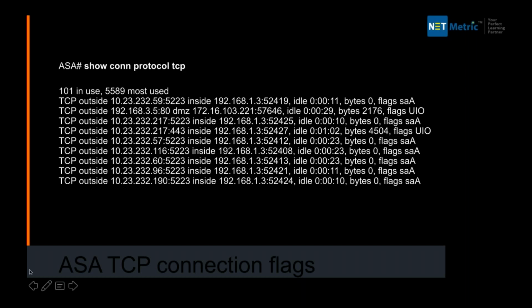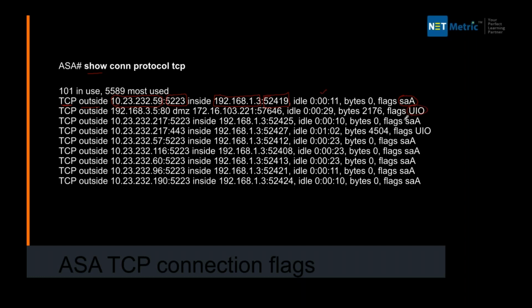How it looks on the firewall, you can see it over here. Show connection protocol with respect to TCP. You can write show connection detail also, or just show connection. The traffic is TCP. The outside interface is this IP, this is the port number. Not the outside interface itself, but the device which is connected on the outside interface. This is the IP which is connected on the inside world, and its port number. It is idle for this many seconds, and these are the flags.